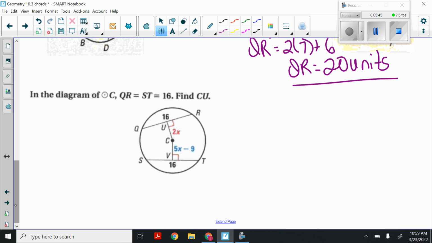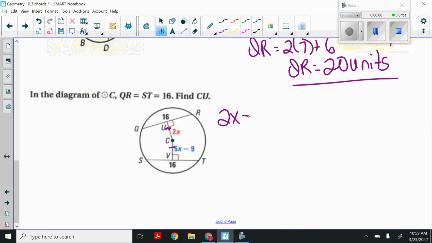Right, in the diagram, circle C, QR equals ST, which equals 16. Find CU. So now they want to know, okay, what's the length of this from C to U? They told me that QR and ST are the same, they're 16, okay? If those are congruent, then I know that these had to be the same distance apart from the center, so that means they are congruent.